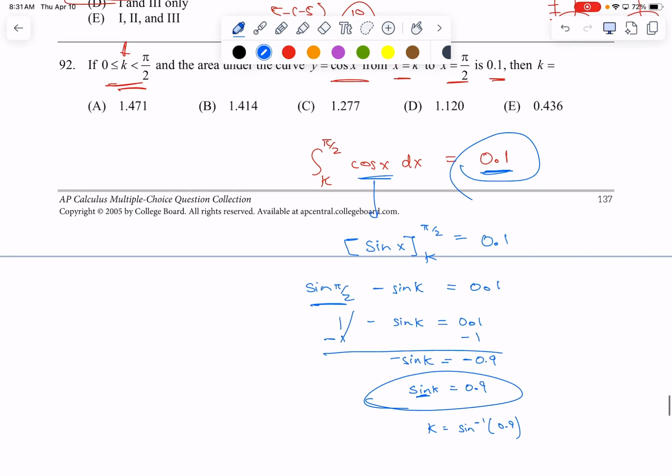What is it? 1.119. How do you do inverse on the second? Second sine. The answer's D. There you go.